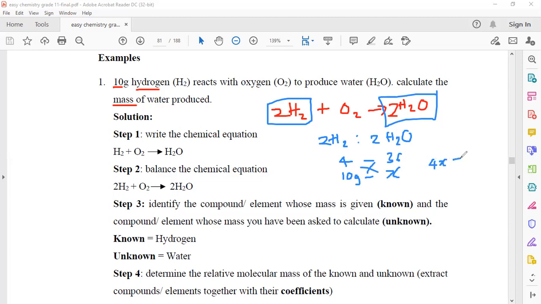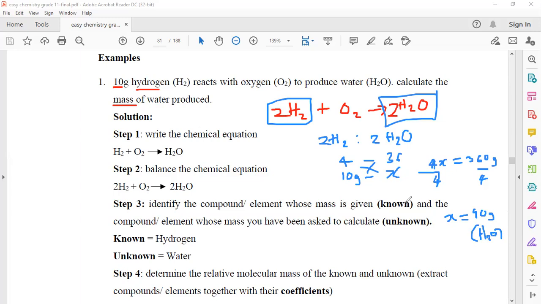4x is equal to 36 times 10. It becomes 360 grams. So divided by 4, that will give us x is equal to 90 grams. So that is 90 grams of water.